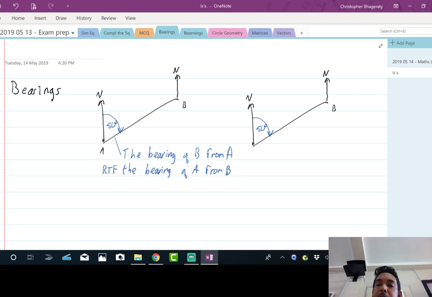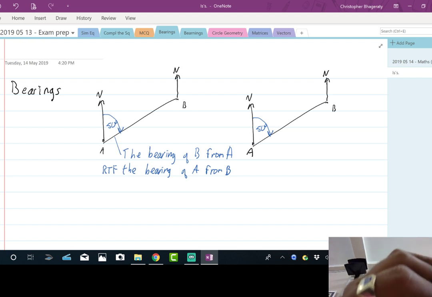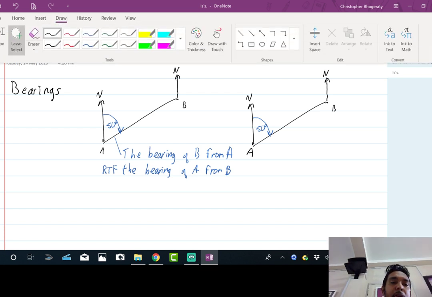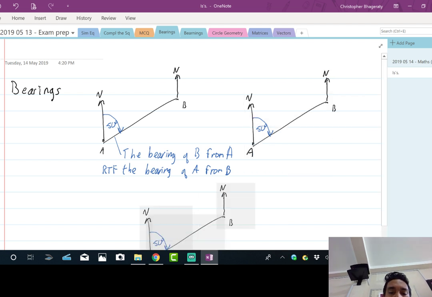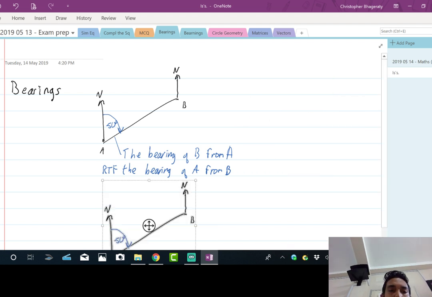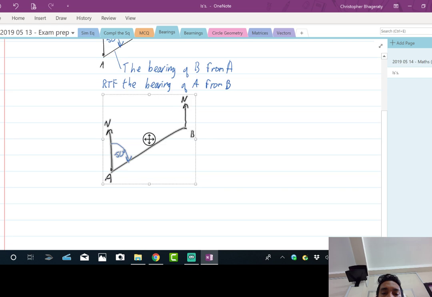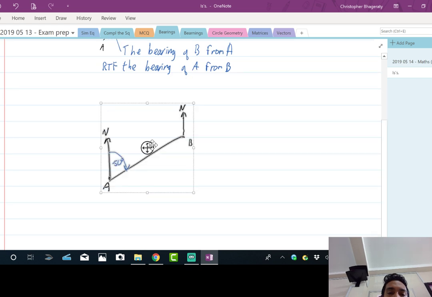Cool. Okay. So the bearing of A from B. Actually, let's put that below. I feel like I'm going to run out of space on the side there, so let's just play smart, shall we? Cool. A little more space. All right. So the bearing of A from B, once again, what is the bearing?